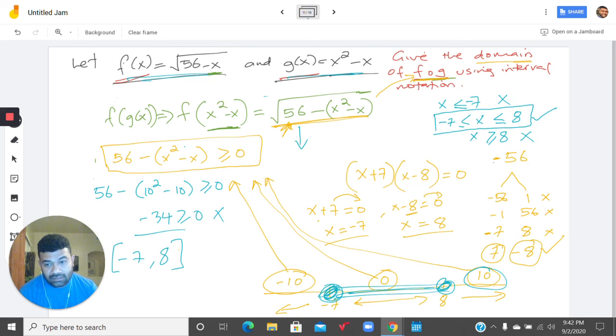A bracket actually means that it's included. Just a parenthesis, if I have negative 7 and then 8, that means what I'm saying is numbers between negative 7 and 8, not including negative 7 and 8. But if it's a square bracket, it means that negative 7 and 8 are included in the domain. And that is your final answer.